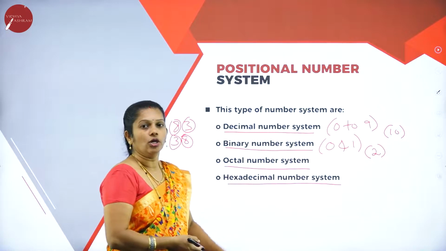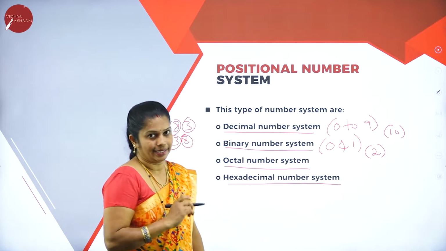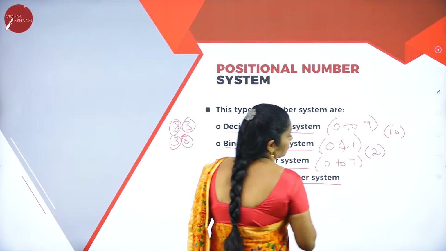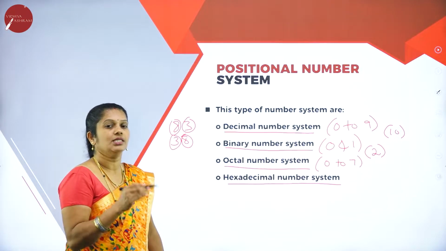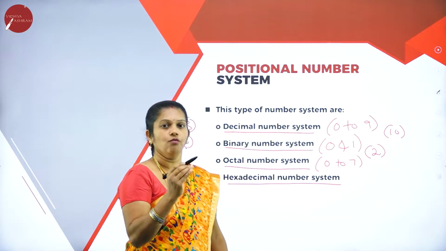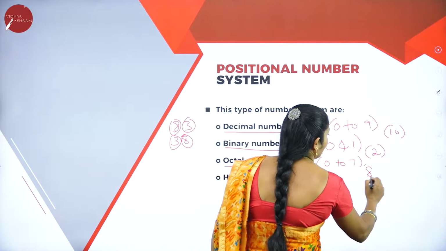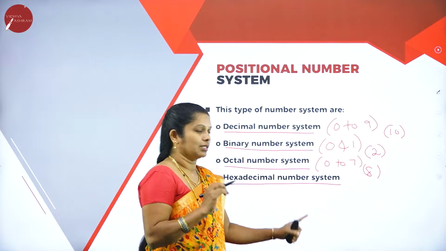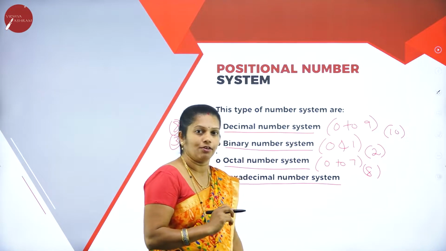And the next one, the octal number system. Octal means it contains 8 digits in total, starting from 0 to 7 only: 0, 1, 2, 3, 4, 5, 6 and then 7. In the radix, or base, we write 8. That means this octal number system contains 8 digits, from 0 to 7 only.